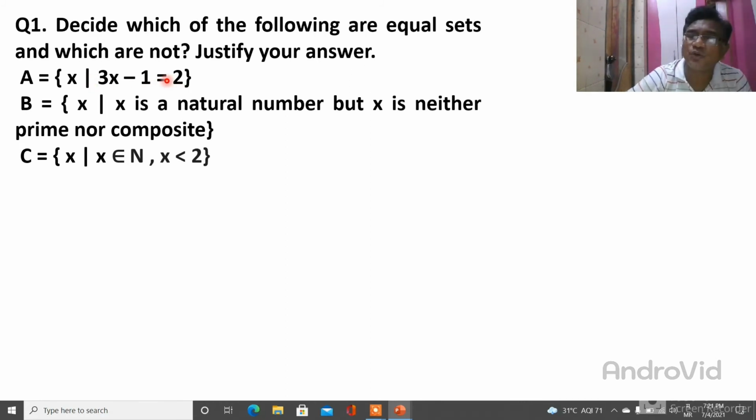So A is the set of X such that 3x minus 1 is equal to 2. 3x minus 1 is equal to 2. So x is equal to what? 1. 3 ones are 3, 3 minus 1 is 2. Okay. So here you get x value 1.